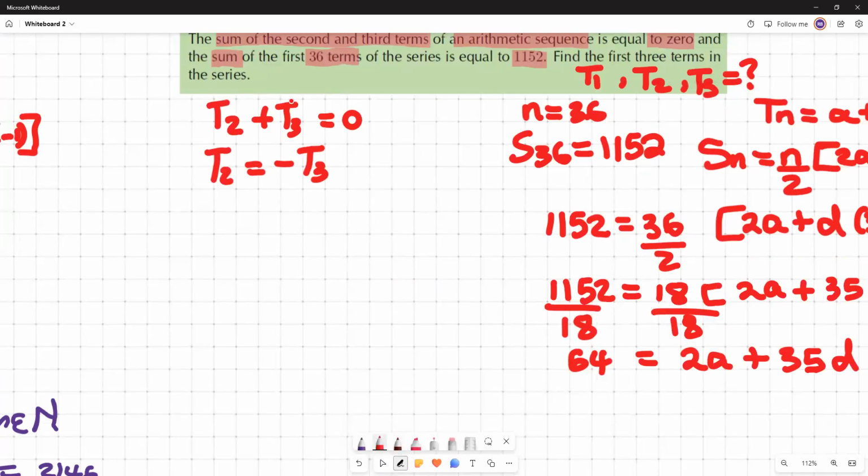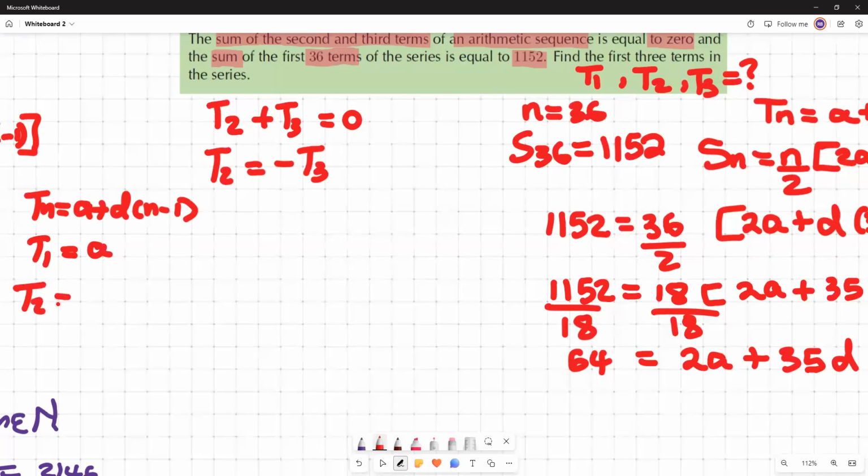Obviously, here they gave out the T's, so we're going to use it on the Tn. Perfect. Remember, if I have the Tn as a plus d(n minus 1), right? Let's get what the first term is. The first term, remember, we know that it's a on this formula. A is always your first term.